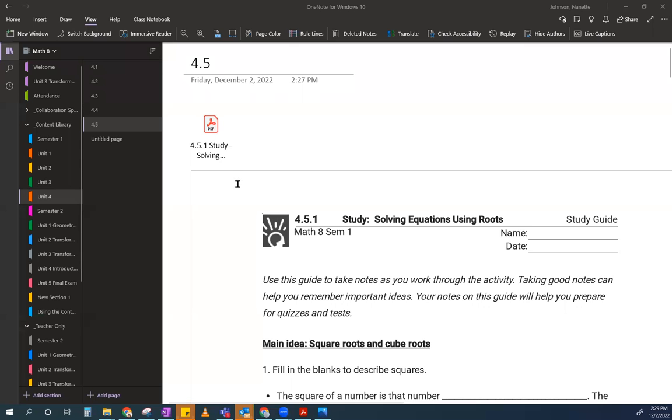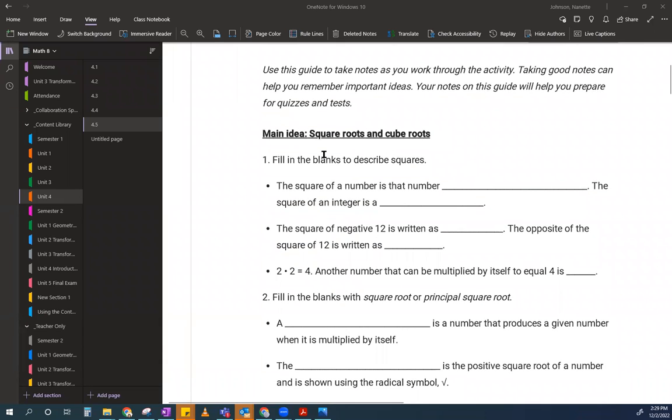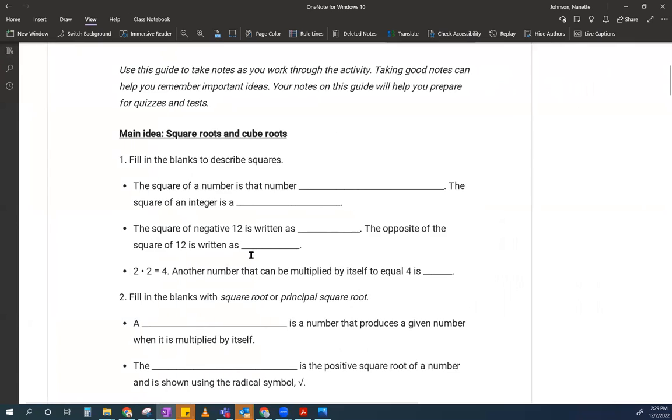Okay, so we are going to go over solving equations using square roots. Square roots are like the undoing of squaring a number. That's what it actually means. The square of a number is that number multiplied by itself. That's the definition, right?